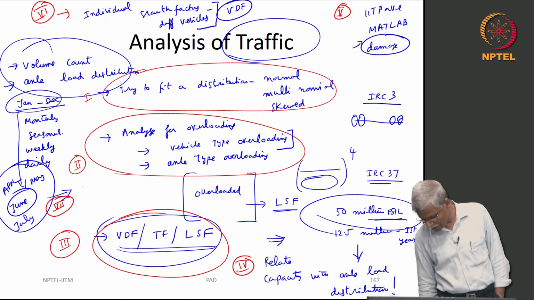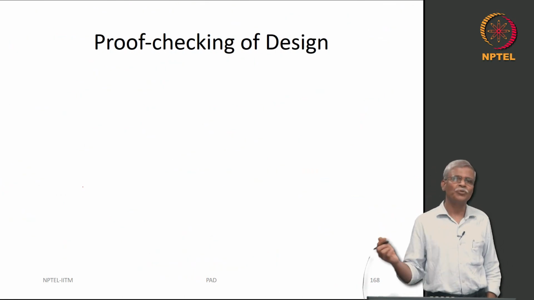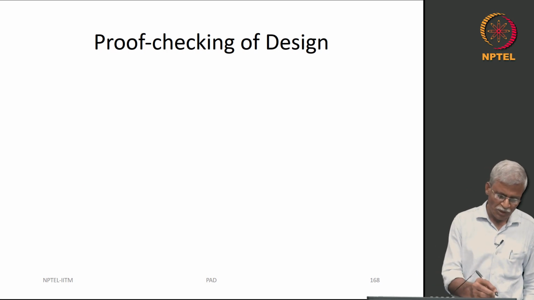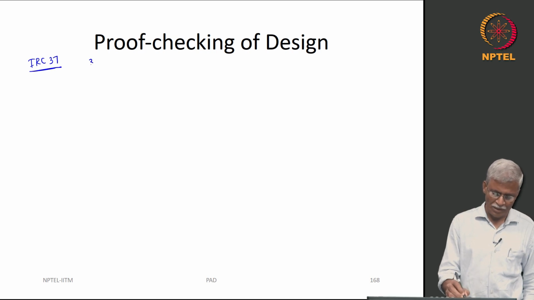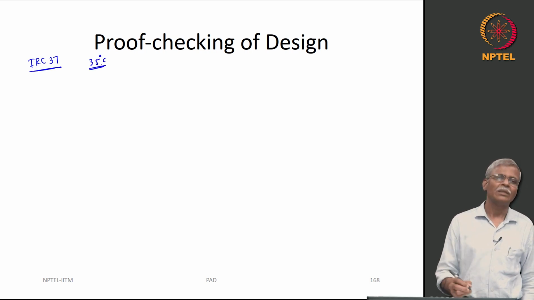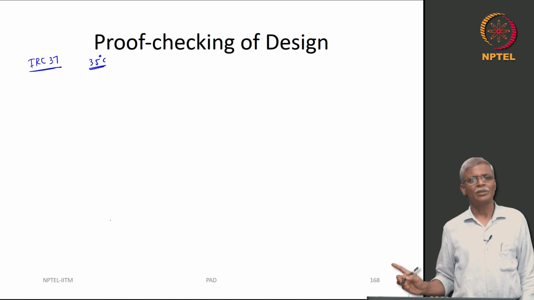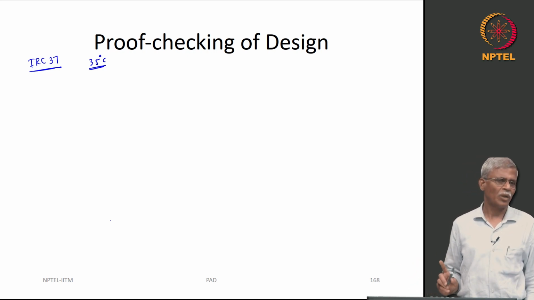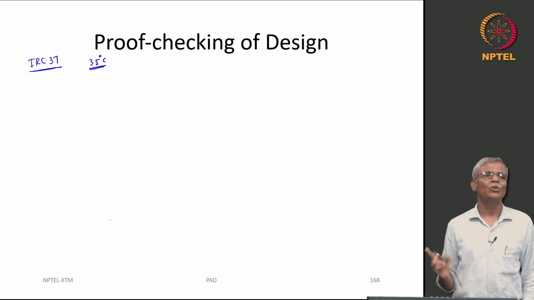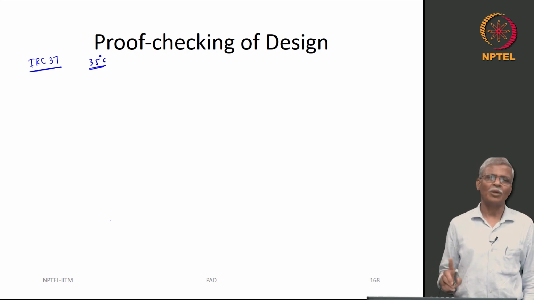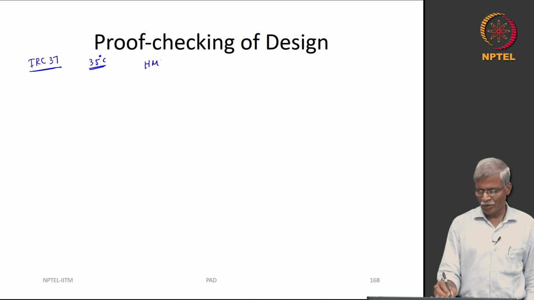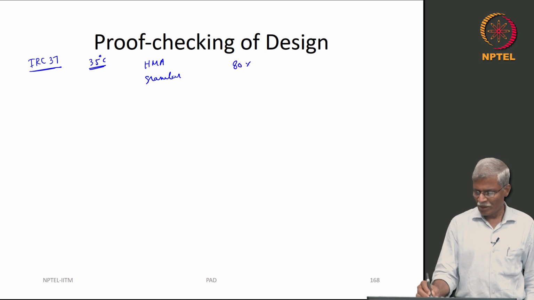So, let us go to the next one, which is to proof check the design. So, what do I mean by proof checking the design? You have IRC 37 templates. Some templates are given for 35 degrees centigrade. So, what you should do is to take all the cross sections that are available. Use the values that are tabulated there. Material properties are tabulated, HMA values are given, granular values are given. Then 80% reliability, 90% reliability is given.